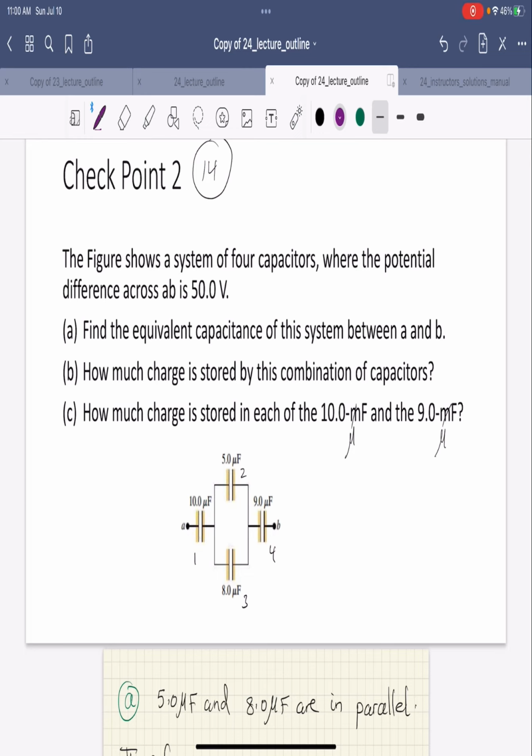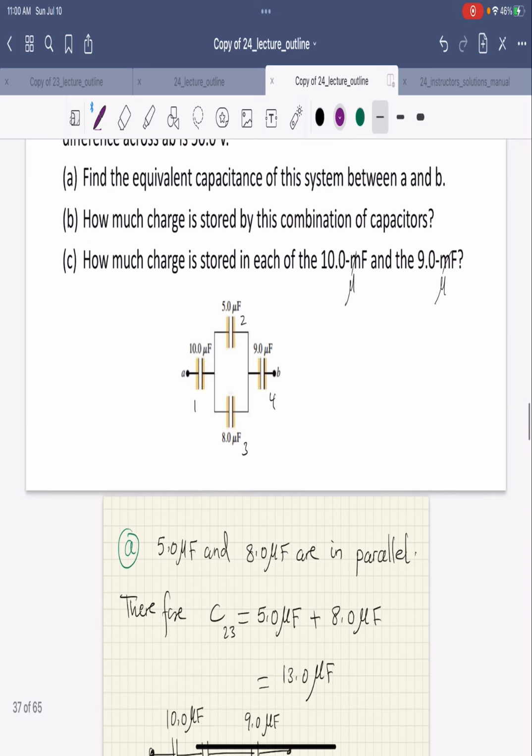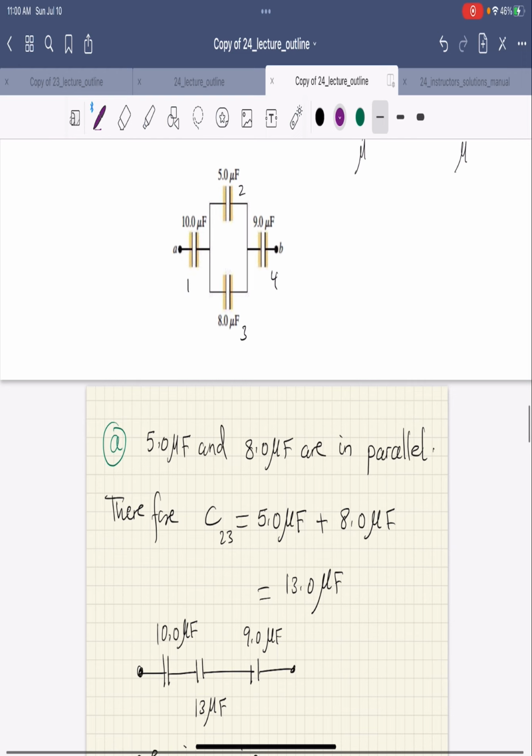Here the figure shows a system of 4 capacitors where the potential difference across AB is 50 volts. Find the equivalent capacitance of this system between A and B. How much charge is stored in this combination of capacitors? How much charge is stored in each of the 10 microfarad and the 9 microfarad? Here, of course, the picture is going to be something like this. The voltage is going to be connected here.